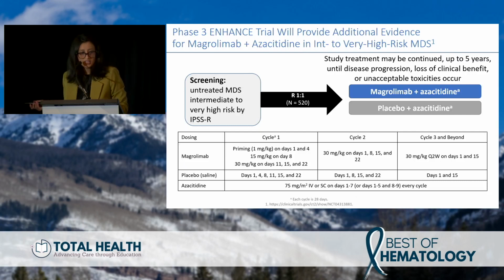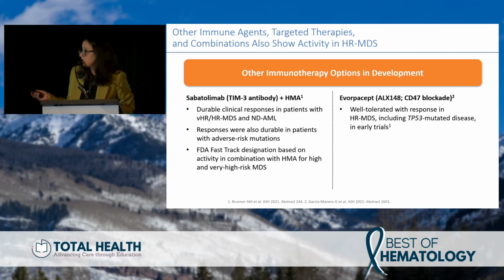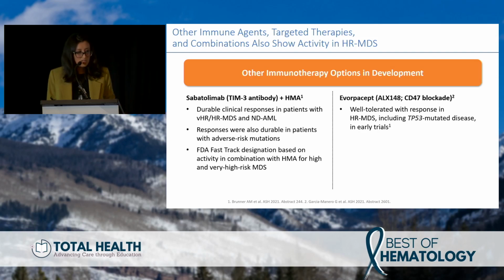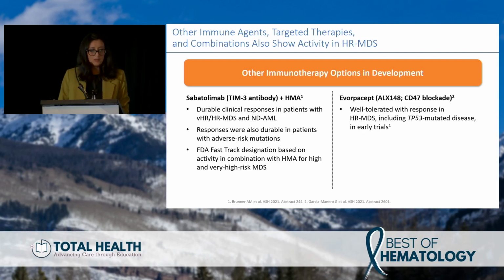So there's an ongoing phase 3 study which will provide additional data, of course, on magrolimab and AZA in high-risk MDS, and we're eager to see the results of it. Other immune agents that are interesting in this space, so the TIM3 antibody, sabatolimab, in combination with HMA, have also shown some durable responses in high-risk MDS and AML.